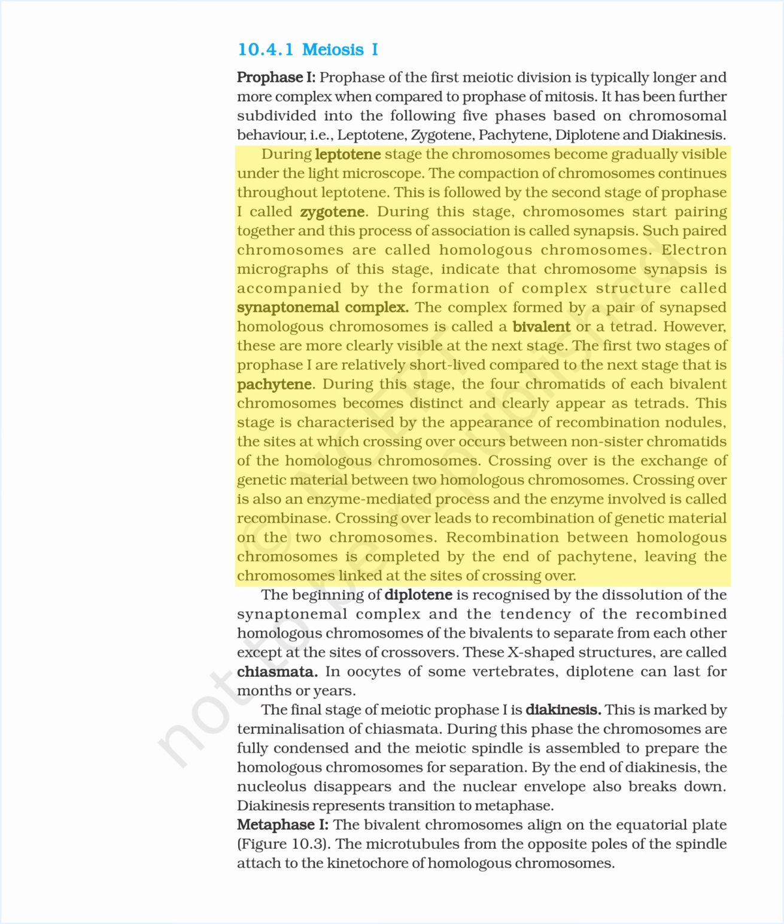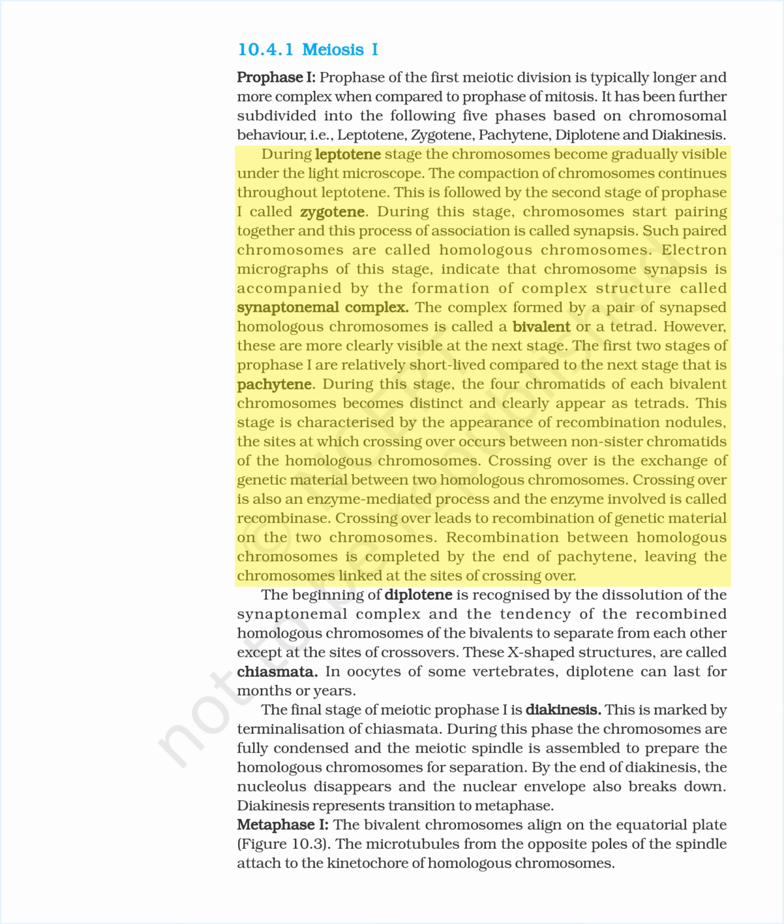The compaction of chromosomes continues throughout leptotene. This is followed by the second stage of prophase I, called zygotene. During this stage, chromosomes start pairing together, and this process of association is called synapsis. Such paired chromosomes are called homologous chromosomes. Electron micrographs of this stage indicate that chromosome synapsis is accompanied by the formation of a complex structure called synaptonemal complex. The complex formed by a pair of synapsed homologous chromosomes is called a bivalent or a tetrad. However, these are more clearly visible at the next stage.